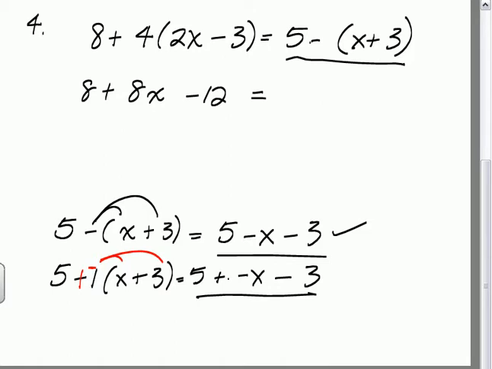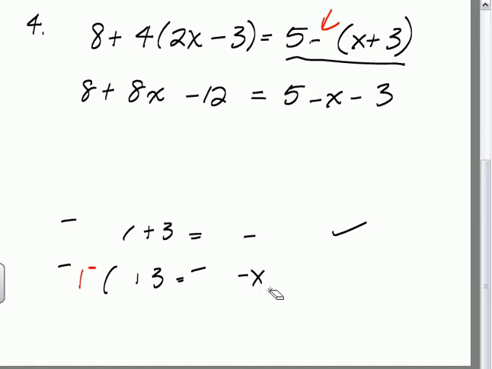So whichever way makes most sense, do your problems that way, but just be really careful when you have that minus anything in front of parentheses. So the result of all of this we decided was 5 minus x minus 3. We still have a little bit of cleaning up to do, and I'm going to clean up in a couple of ways here. So on the left hand side, what can we do?